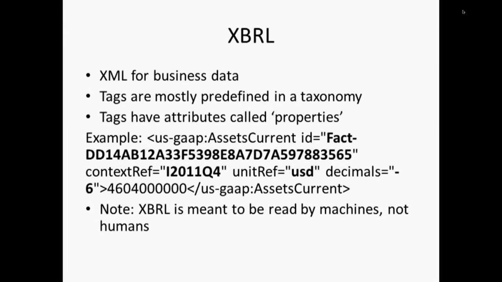Looks like it must be a hexadecimal code, right? So this is a huge number, and there are so many variations of that number, it'll never be repeated. Okay. Context ref is a grouping attribute, so it gives context to the XBRL.